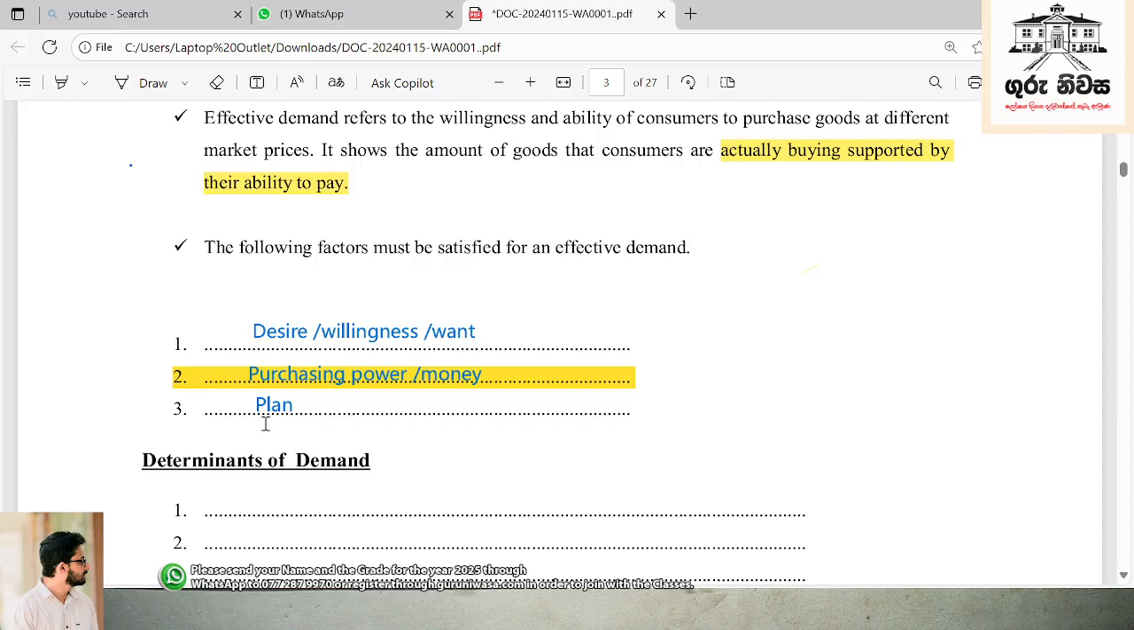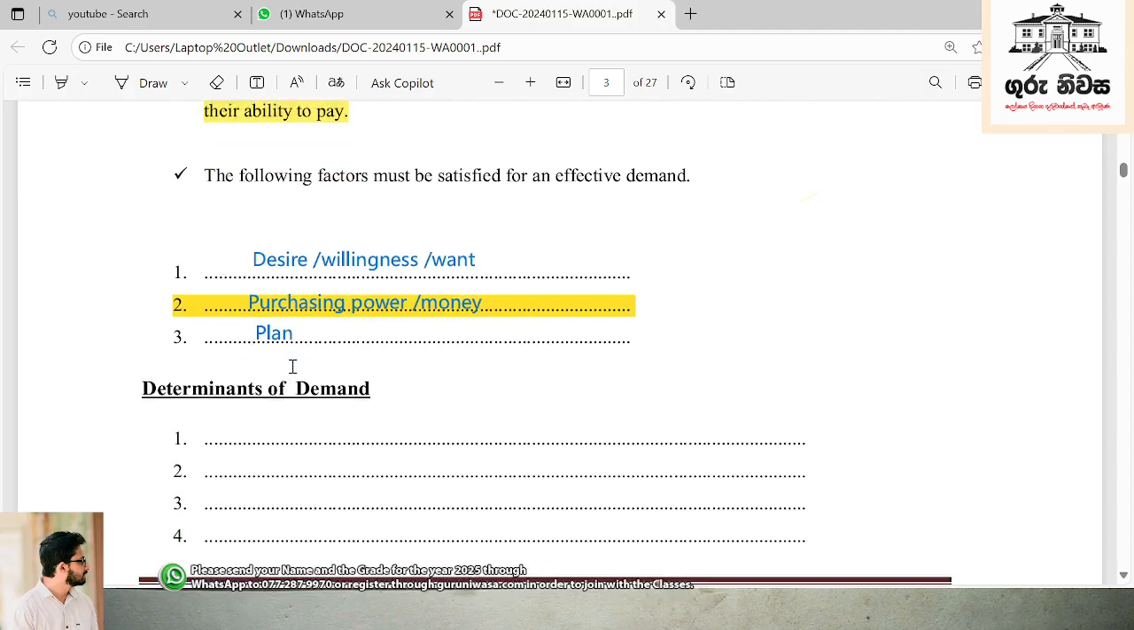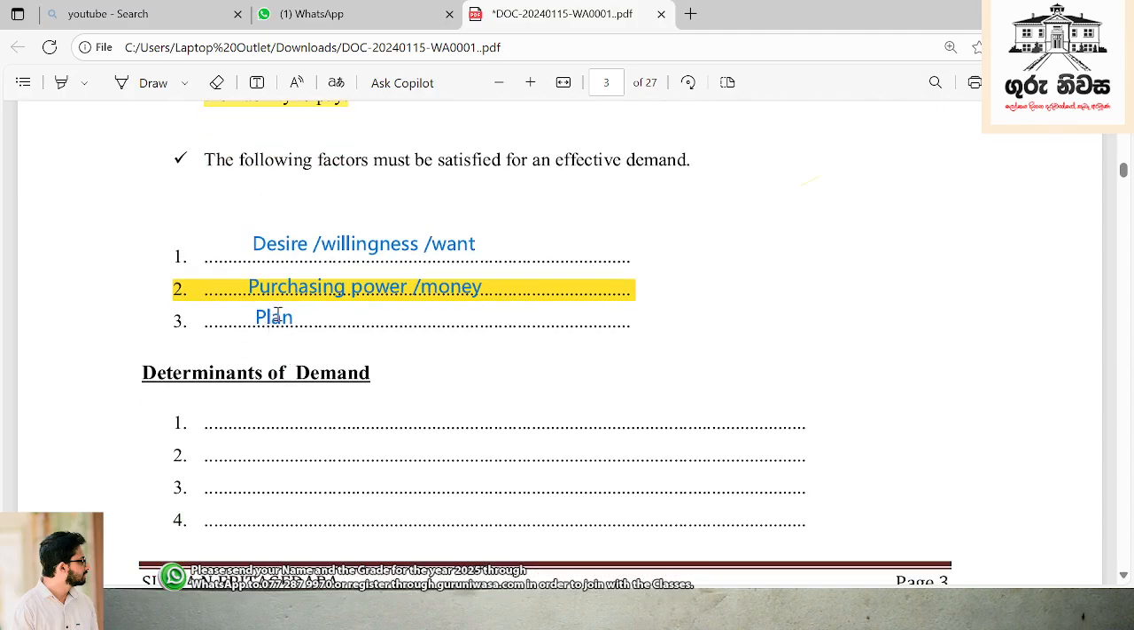This is called the buying plan. If there is not a buying plan, lamai, then demand won't occur. Normally, go to a shop and buy something with the money given. That is effective demand, actual buying. Okay, lamai? Now for that, these things must be there. If these three conditions are fulfilled, the concept is called an effective demand. Okay, clear? Desire, purchasing power or money, and plan. Did you get the point, lamai? Anything?